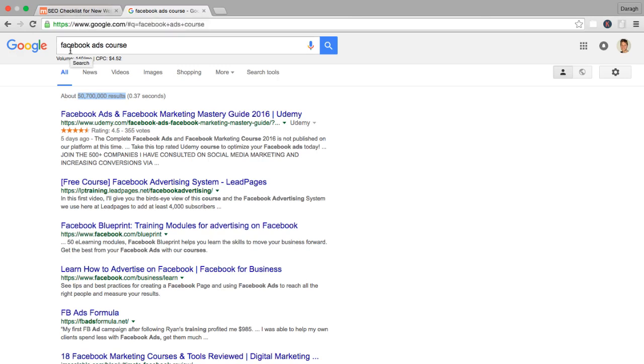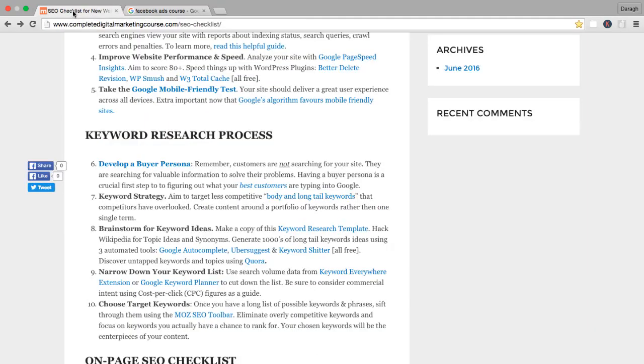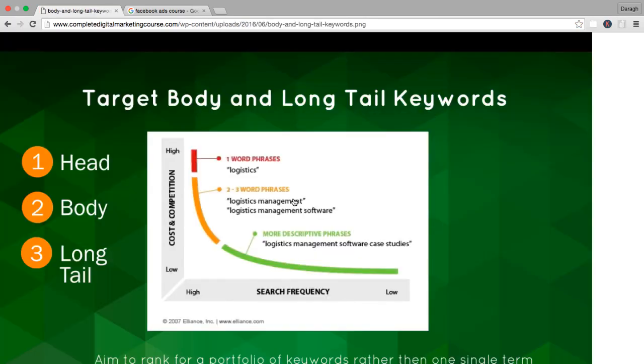Some keywords will be highly competitive. There'll be businesses going after them that have been set up for 10 years. You've really no chance to rank for those. You'd be wasting your time. So what you should really do is approach this strategically. You want to aim for less competitive keywords, and right from the start you should be aiming to create content around body and long tail keywords. And to explain this, I have a quick slide here.